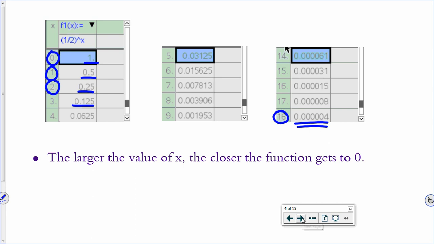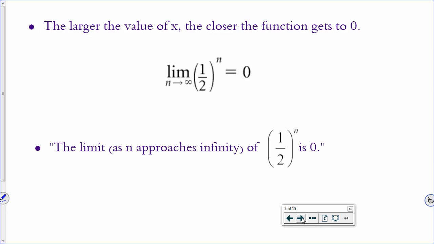Let's see what this notation looks like. You could conclude that because the function is getting closer and closer to 0, the limit as n goes to infinity, in fact we were using x, so this could look like the limit as x goes to infinity, of the function 1/2 to the n power, is equal to 0. That's how you would read it. In quotations, it says below how you read that: the limit as n approaches infinity of 1/2 to the n is 0.